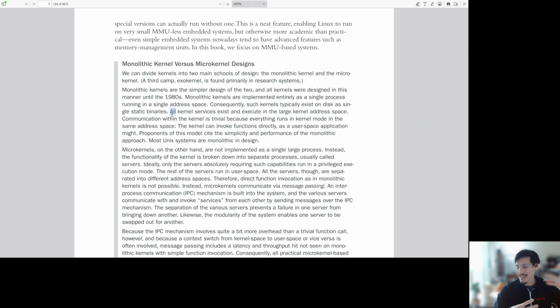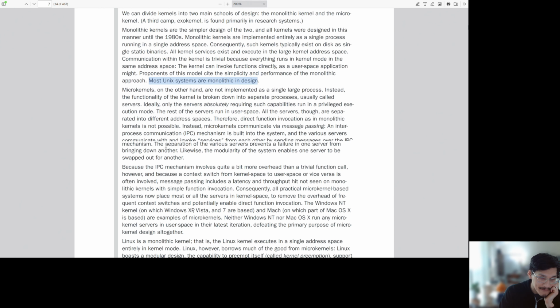The kernel can invoke functions directly as a user space application might. So it's just kind of like the same programs that we've written in the past. Proponents of this model cite the simplicity and performance of the monolithic approach. Most Unix systems are monolithic in design.